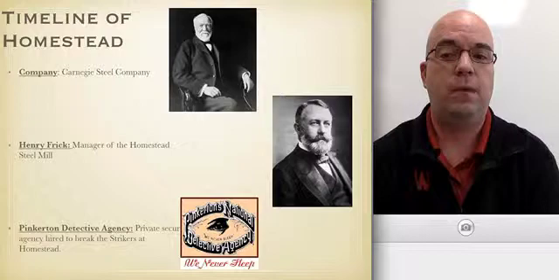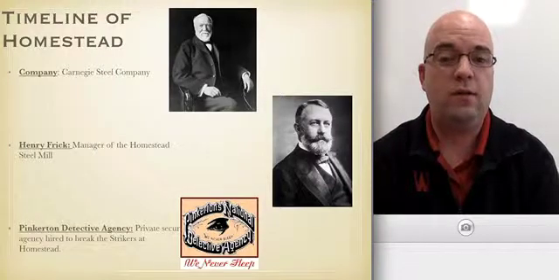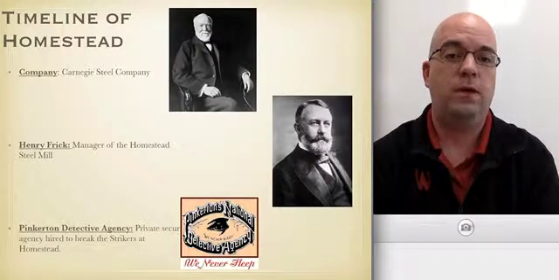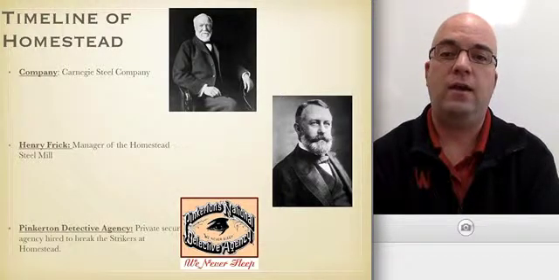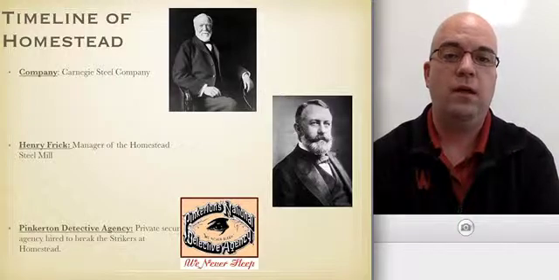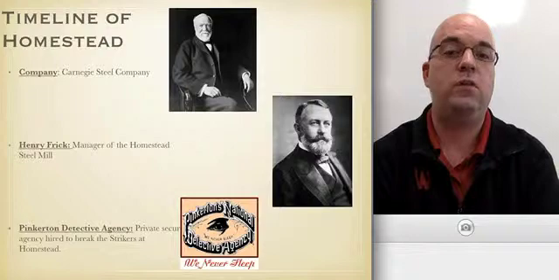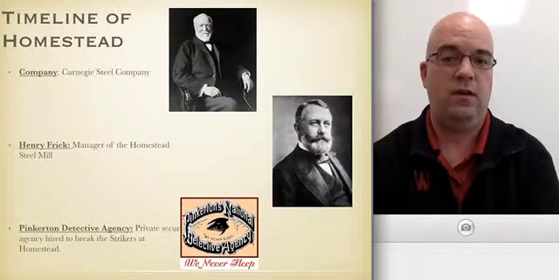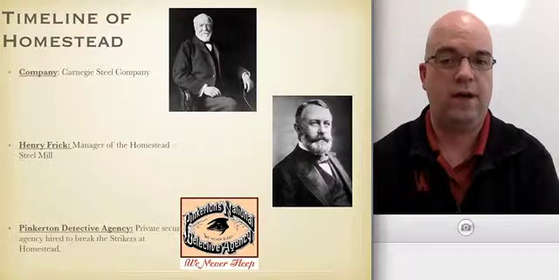When we think about Henry Frick, he's another very important character in this story. He's the on-scene business manager there at the mill. Carnegie lives back east and is traveling around the world. He's very wealthy and doesn't want to deal with the day-to-day operation, so he has managers who do all those things, and that's what Henry Frick is there for. He's there to manage the factory.